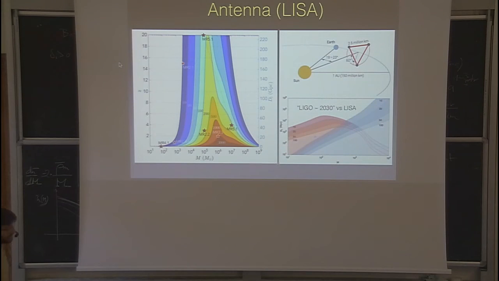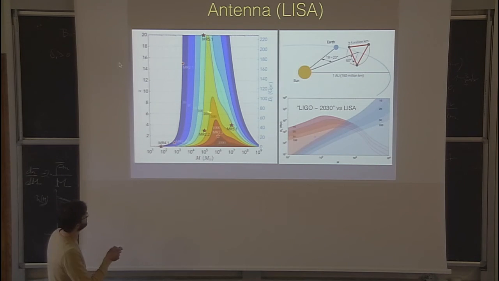The other experiment I mentioned is LISA. So I talked about this already. This is a cartoon of LISA. The one thing I didn't say today, and this is one of the last things I will be saying, is that LISA will be able to measure massive black holes with masses between 10 to the 4 and say 10 to the 7, up to redshifts of about 20. We don't even know if black hole binaries exist at these high redshifts.